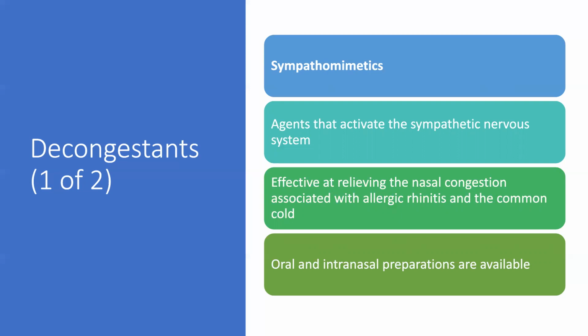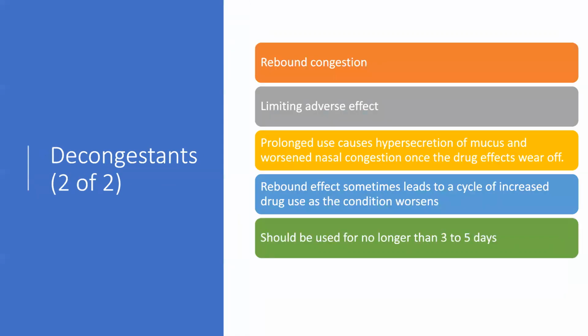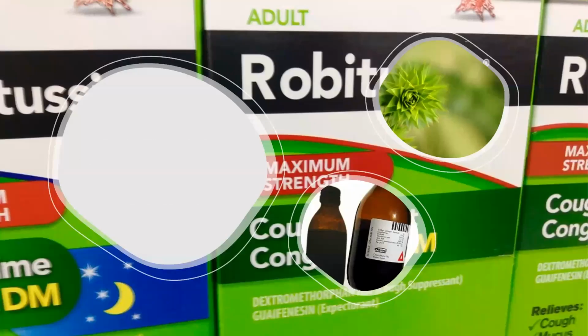Oral and intranasal preparations are all available. Rebound congestion can also occur with them. It is a limiting adverse effect, and prolonged use causes hypersecretion of mucus and worsens the nasal congestion once the drug effects wear off. So decongestants have a side effect of rebound congestion. The rebound effect sometimes leads to a cycle of increased drug use as the condition worsens, and they should be used for no longer than 3 to 5 days.